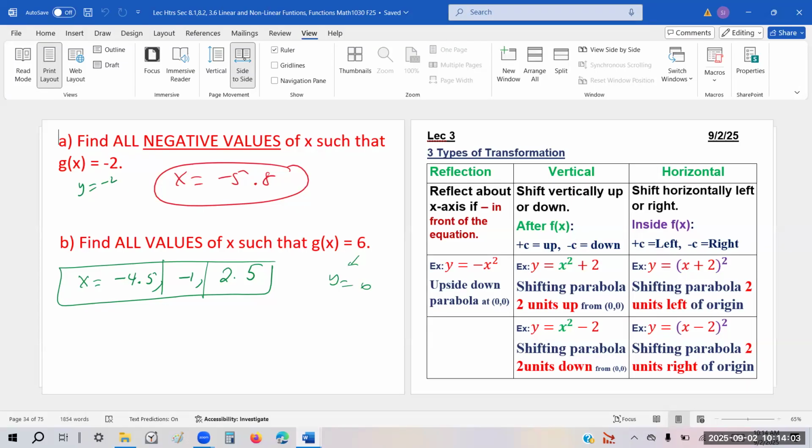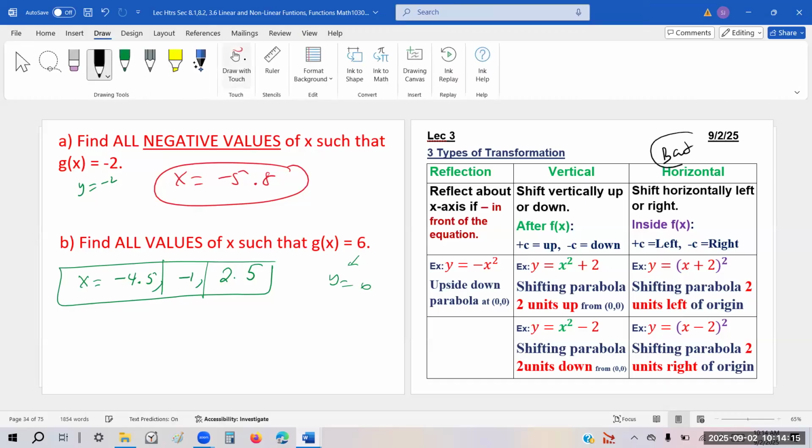Then we have horizontal shifting. It's horizontal because you're going to go either left or right. And when you do horizontal shifting, this is the weird shifting or bad shifting. This is bad. Why? Because it doesn't follow the direction. When you go upward or downward, plus means up, minus means down.